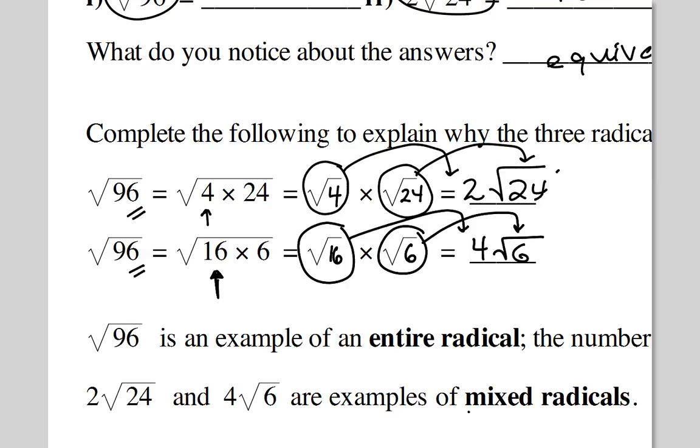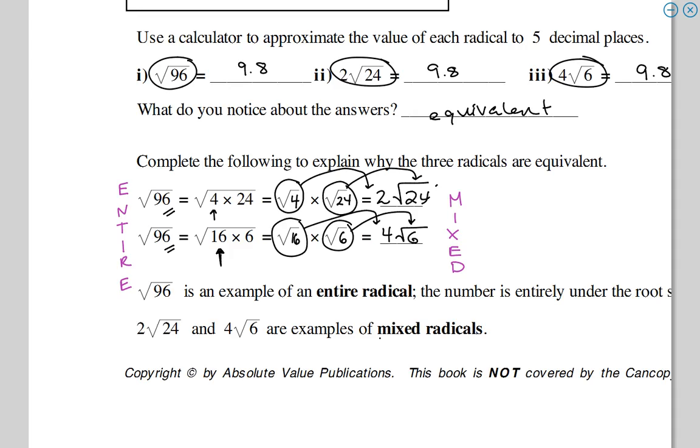And these are examples of what are called mixed. Why is it called mixed? Because there's a whole number out in front and a radical next to it. Over on the left here, these are called entire. And in this course, for the most part, the goal is that you can take the entire and make it mixed, so you can simplify a larger expression later. Next page.